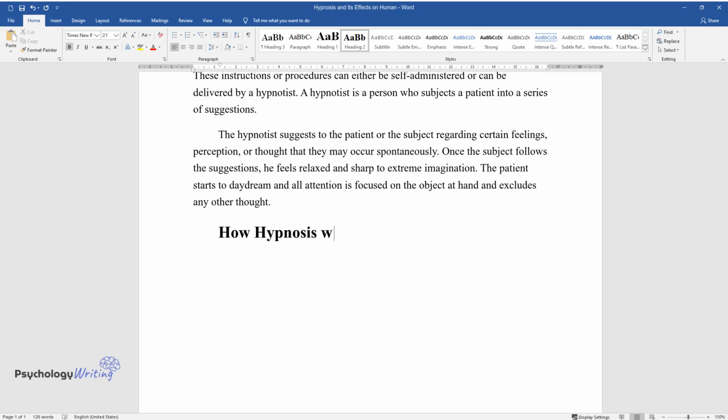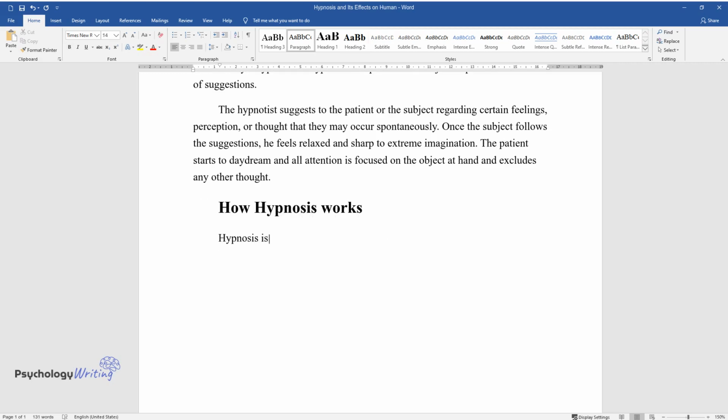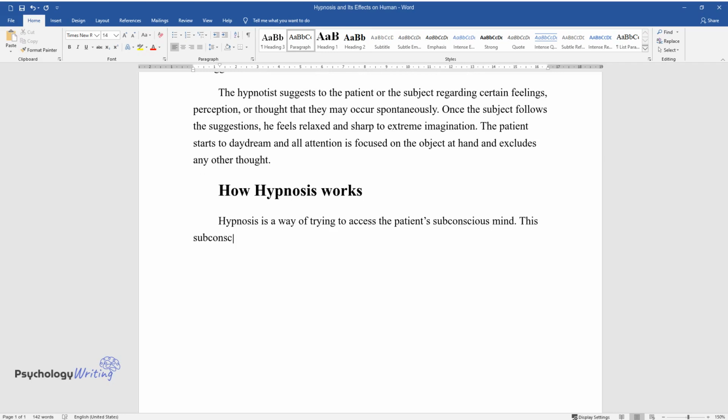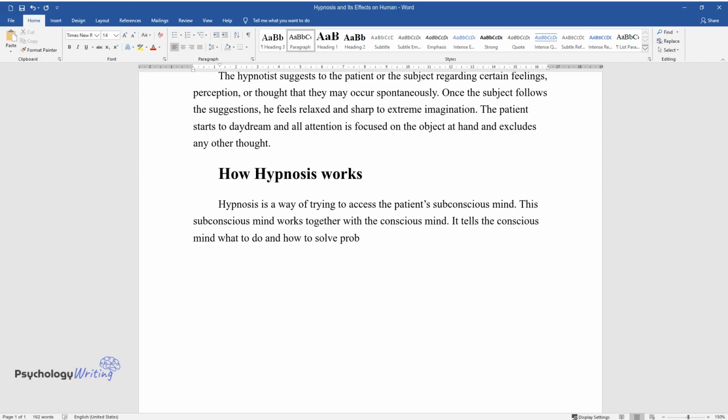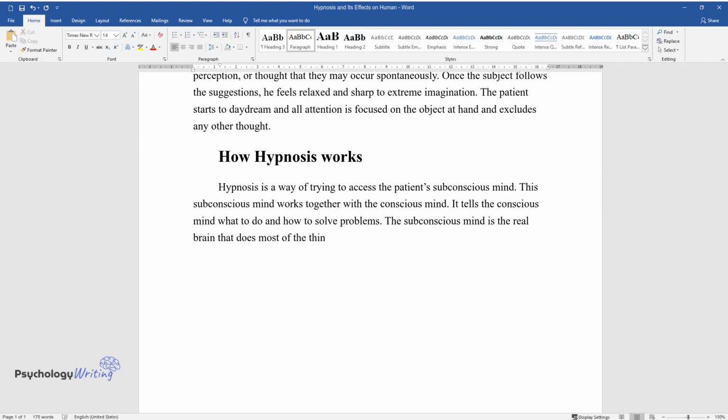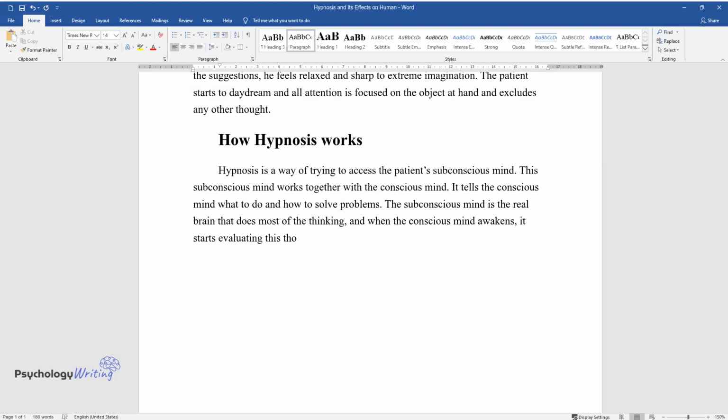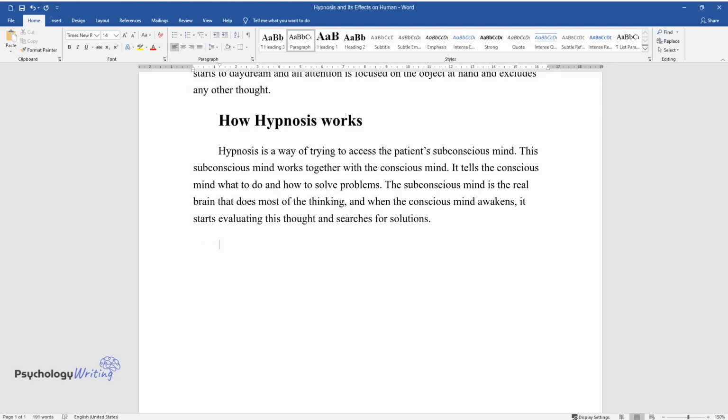How hypnosis works. Hypnosis is a way of trying to access the patient's subconscious mind. This subconscious mind works together with the conscious mind. It tells the conscious mind what to do and how to solve problems. The subconscious mind is the real brain that does most of the thinking, and when the conscious mind awakens, it starts evaluating this thought and searches for solutions.